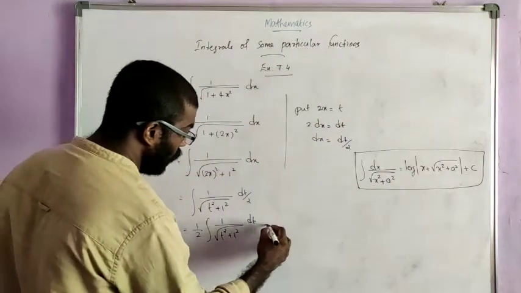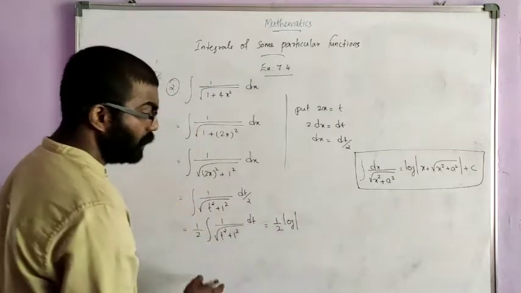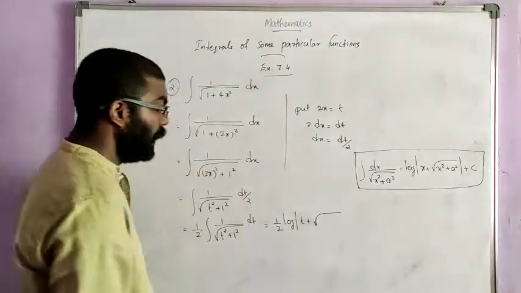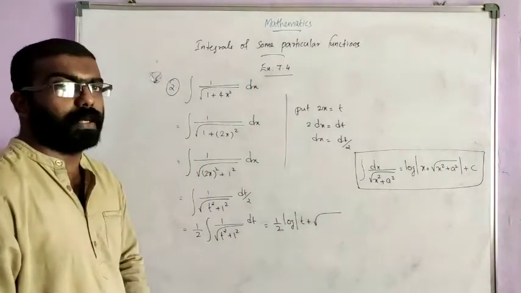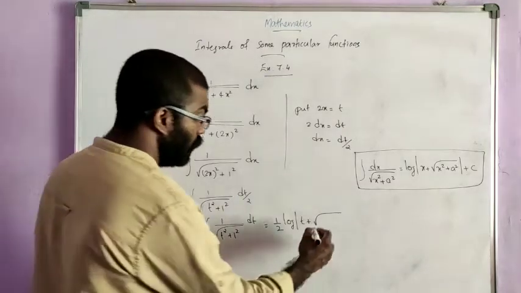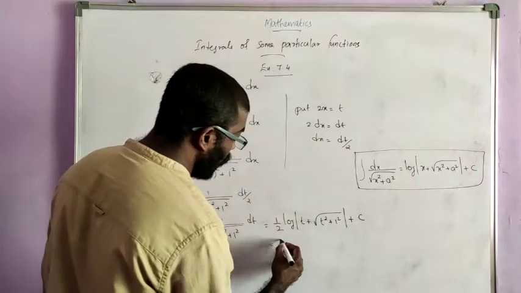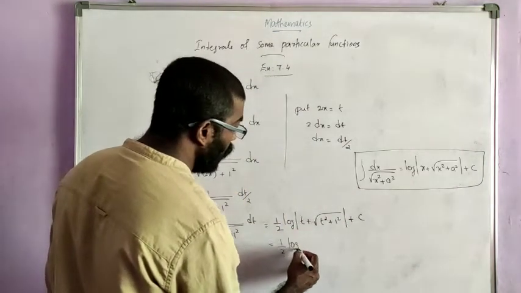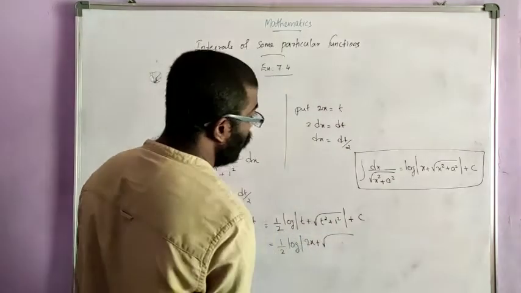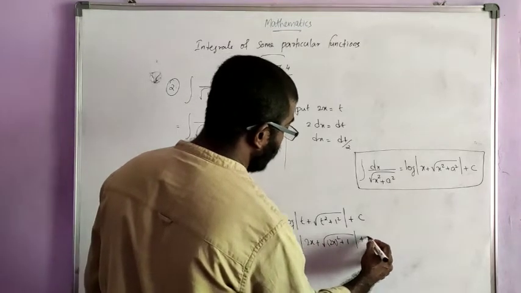So by using this formula we can write 1 by 2 into log mod x, instead of x here it is t. So t plus root of x square plus a square. That means we have to write the term on the denominator as it is. So t square plus 1 square, then plus c. Now we can replace the value of t. 1 by 2 log mod t value is 2x. So 2x plus root of 2x the whole square, then plus 1 square is 1, then plus c.